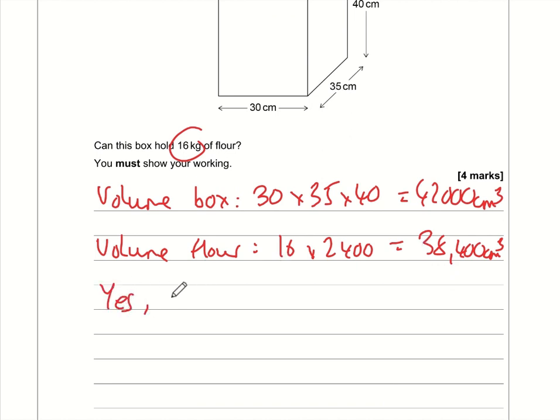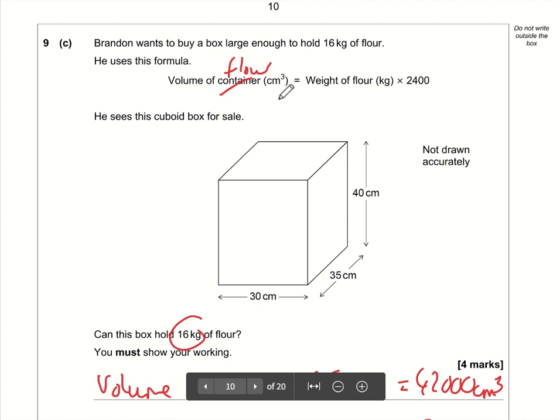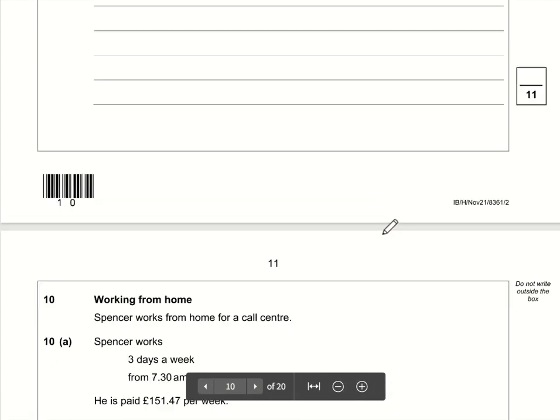Well, the answer is yes, because 42,000 is greater than 38,400. There we go. So slightly confusing. I just think that's a slightly misleading formula there, in my opinion.